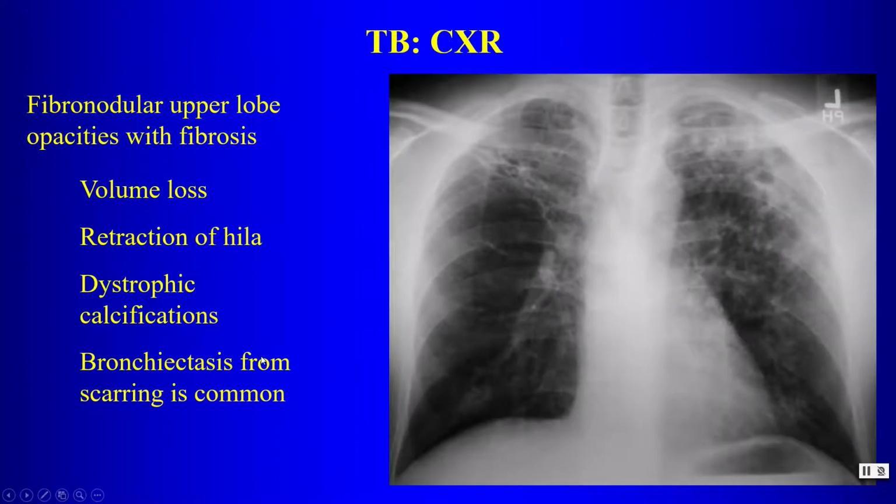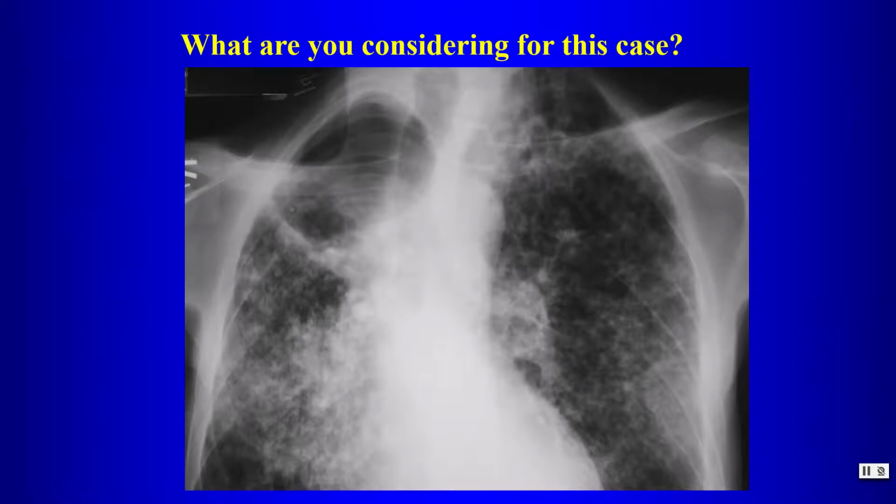So we can see fibronodular changes within the upper lobes with fibrosis, with volume loss, retraction of hila. You can see the right hilum here is retracted superiorly, dystrophic calcifications, and bronchiectasis. So many of these reticular opacities that we see here, especially if they're tubular, represent bronchiectasis from scarring within the upper lobes.